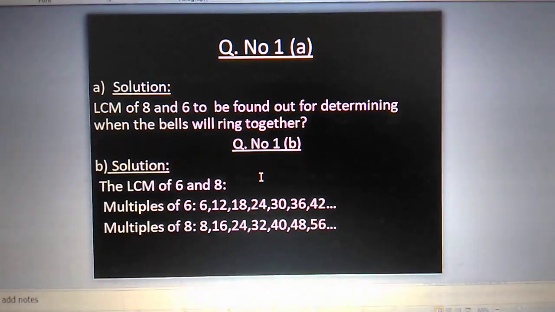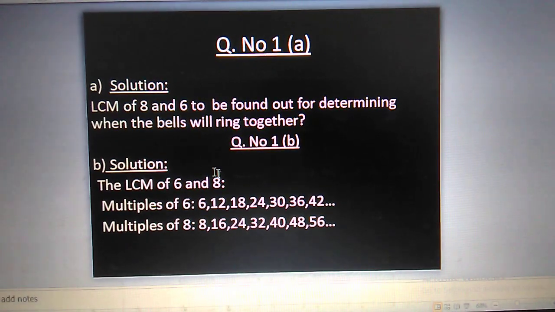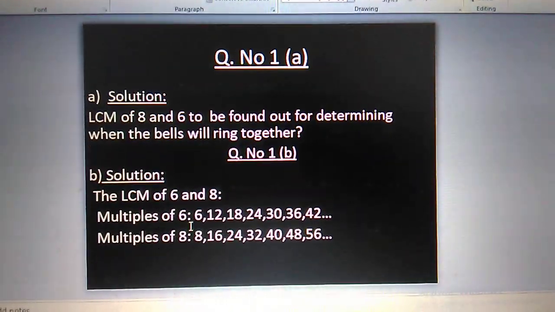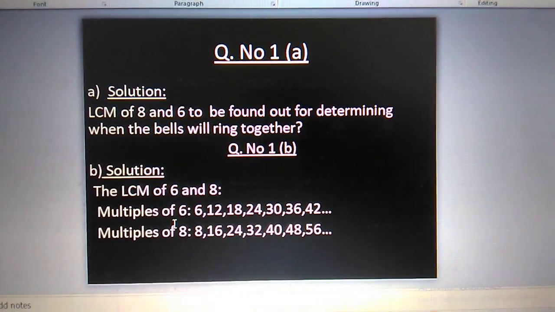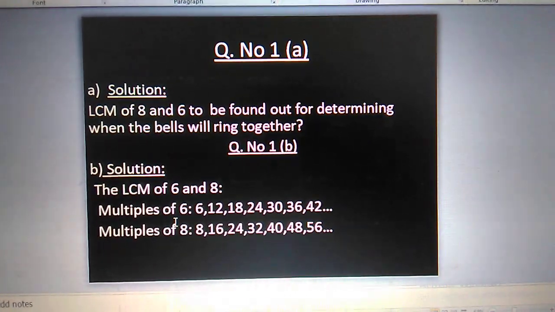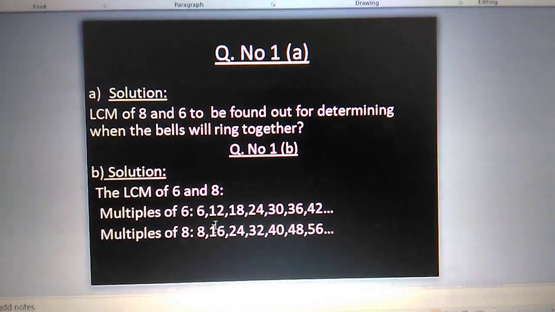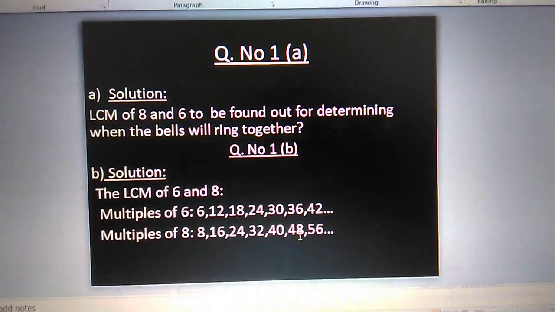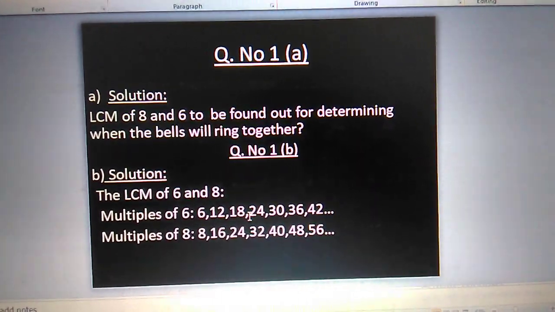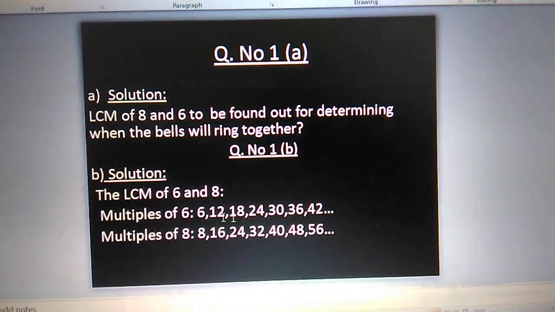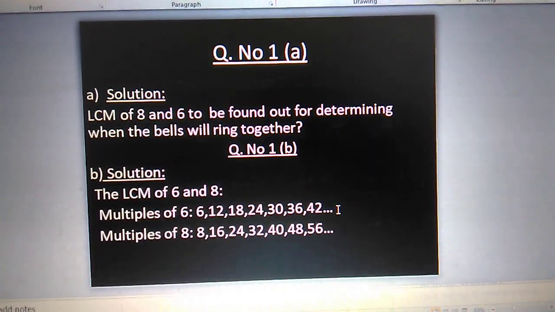So if you want to find out the LCM, you have to write the multiples of each of the numbers separately. So multiples of 6. What are multiples? Multiples are the numbers we get by multiplying by 1, 2, 3, 4, 5, 6 in that way. So here we multiply 6 by 1, then 2, then 3, then 4, then 5, then 6, then 7. So 6 1s are 6, 6 2s are 12, 6 3s are 18, 6 4s are 24, 6 5s are 30, 6 6s are 36, 6 7s are 42. In that way I will get the multiples.